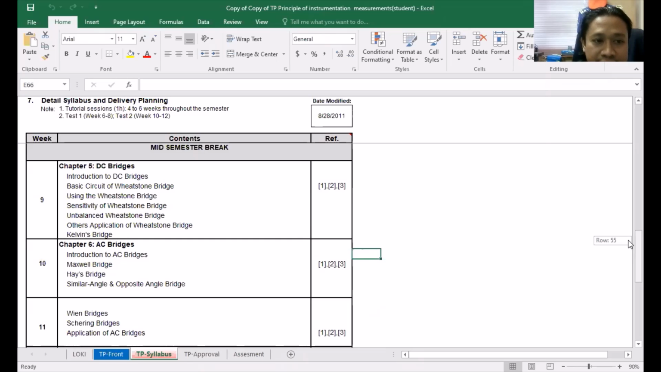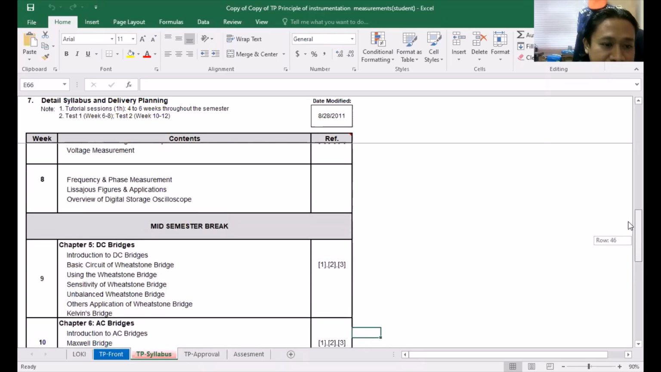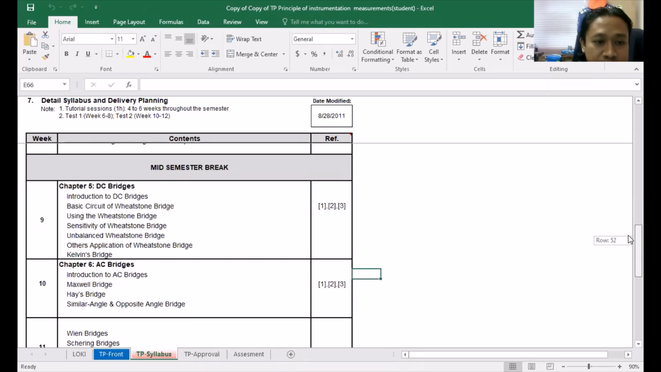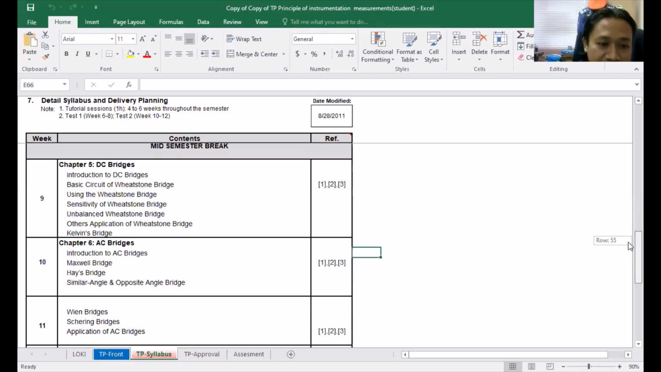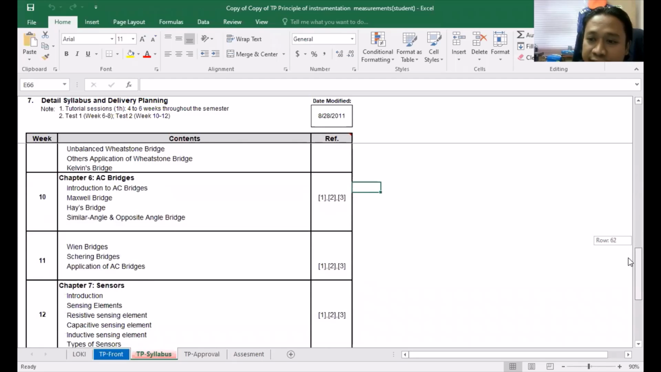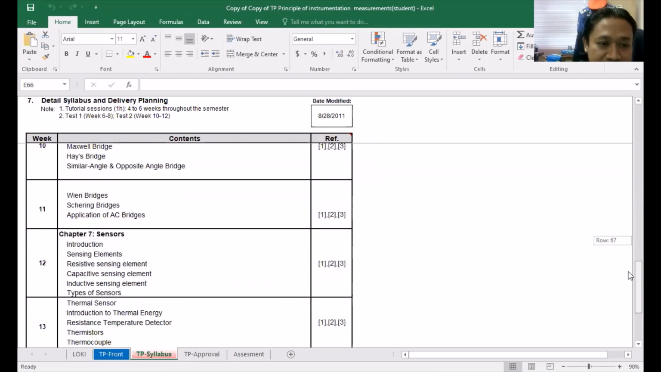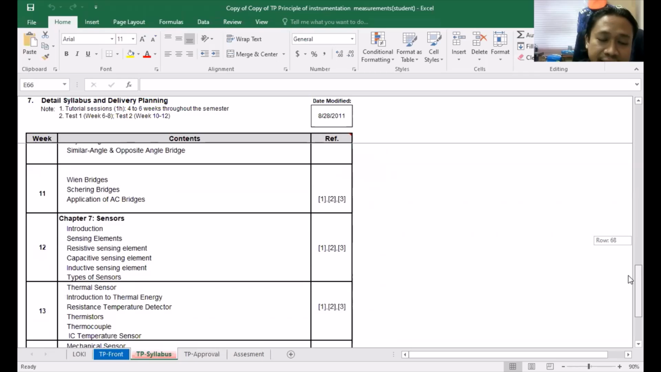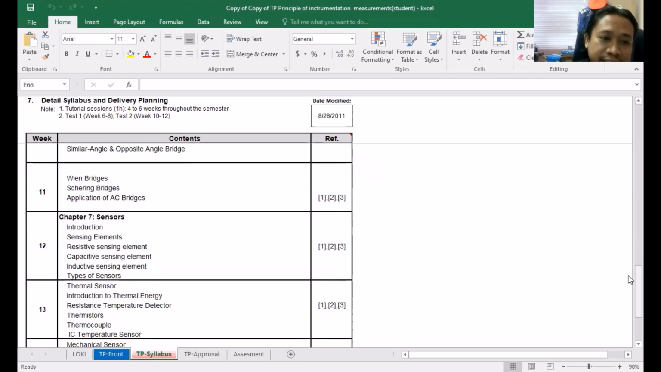I mentioned to you, chapter 4, chapter 5, and chapter 6 will be taught by PM Dr. Rahim. And last, chapter 7 will be your assignment. Actually, chapter 7 will be on the sensor, or sometimes we call it the transducer. Sensor or transducer are the same. So for chapter 7, normally we don't cover it in class. We just do some assignment.